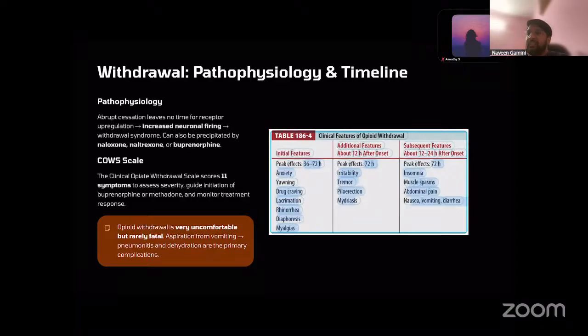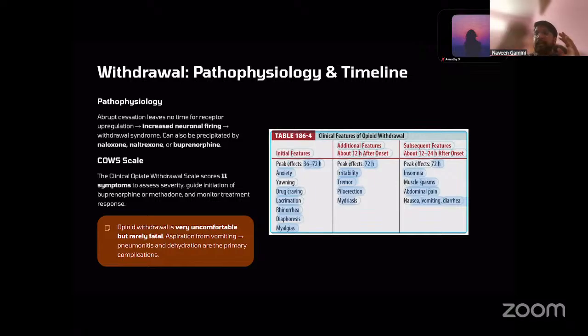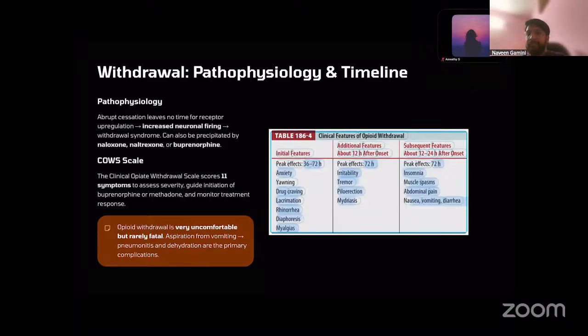The additional features after 12 hours of onset, that is after 3 days, will be tremors, piloerection, and mydriasis. And subsequent features lasting till 5 days would be insomnia, muscle spasms, and abdominal pain. You need to understand this is like a graph. Until 3 days, slowly the symptoms settle in, and 3 to 5 days is where there will be acute symptoms. After 5 days, slowly the patient gets better.